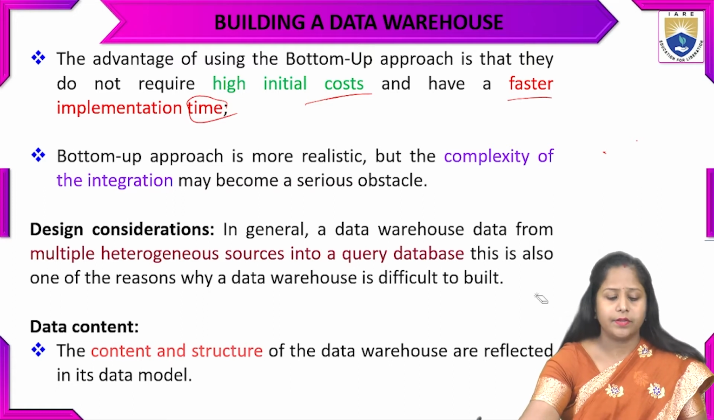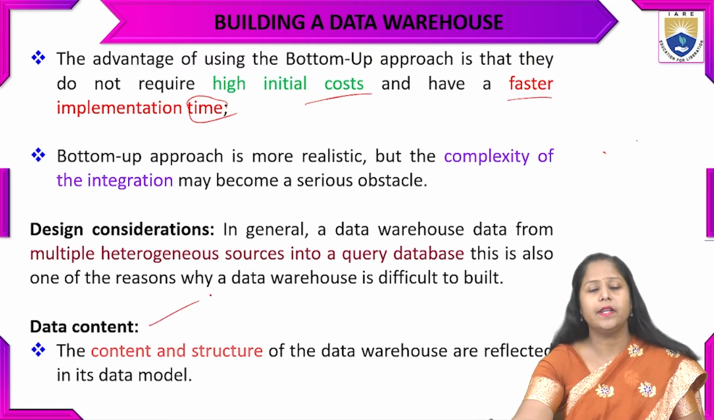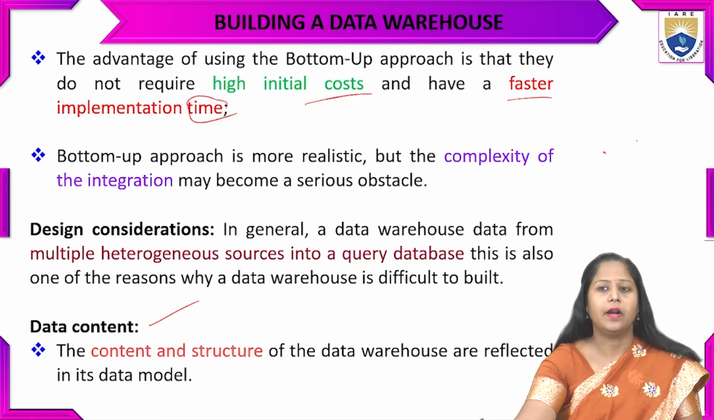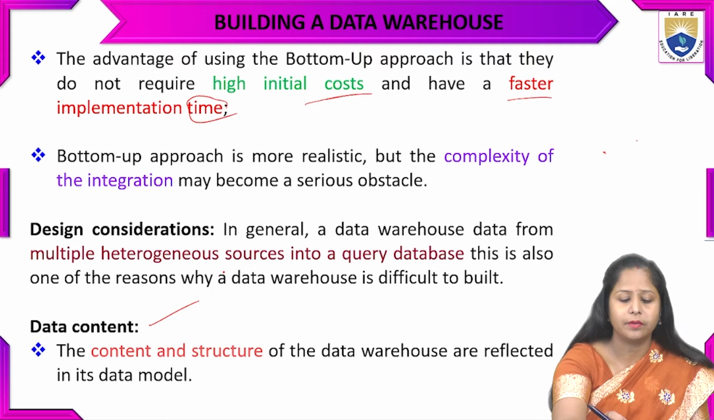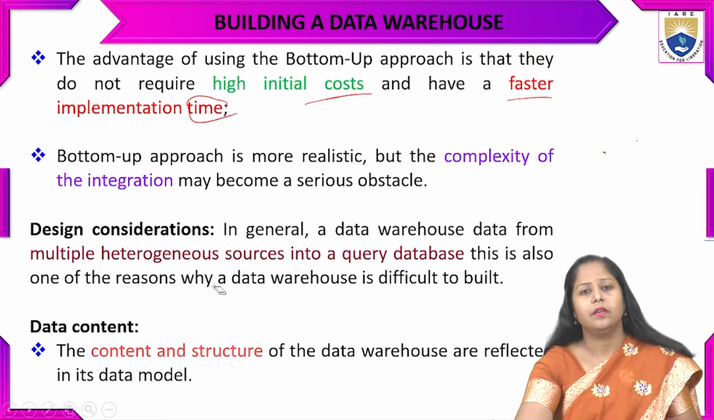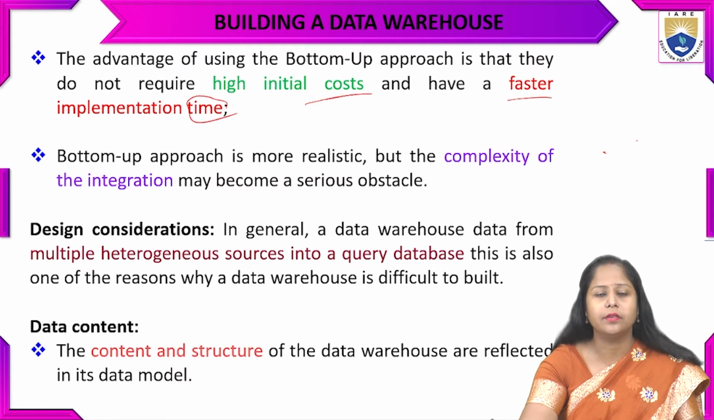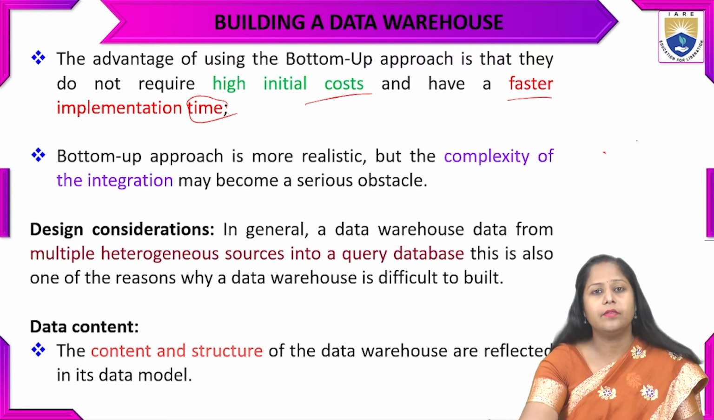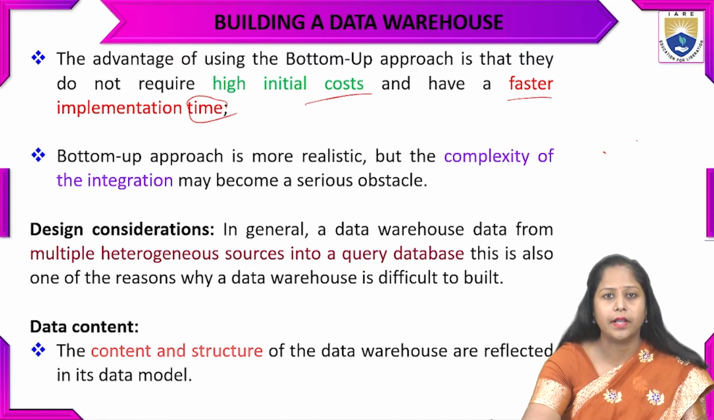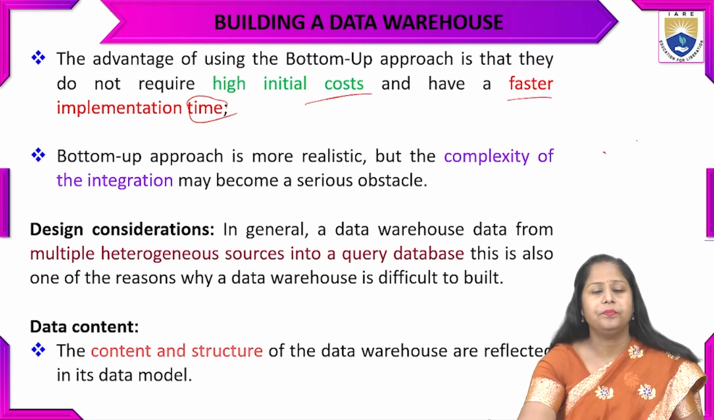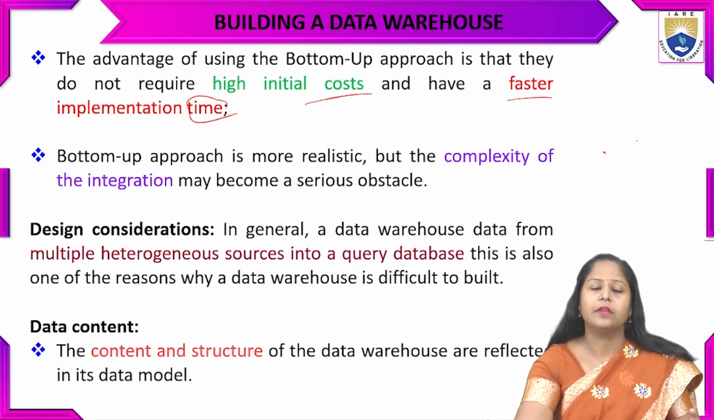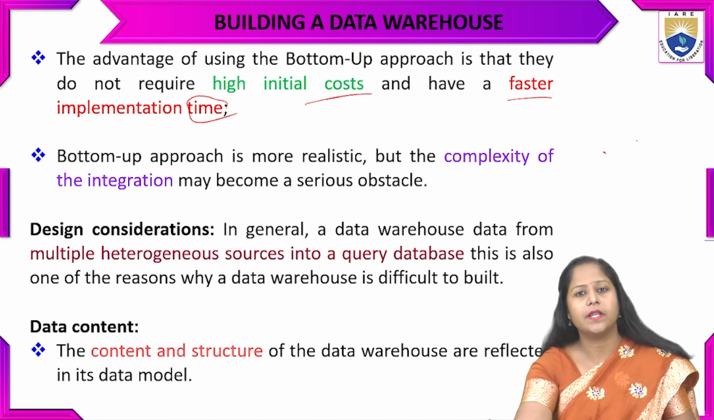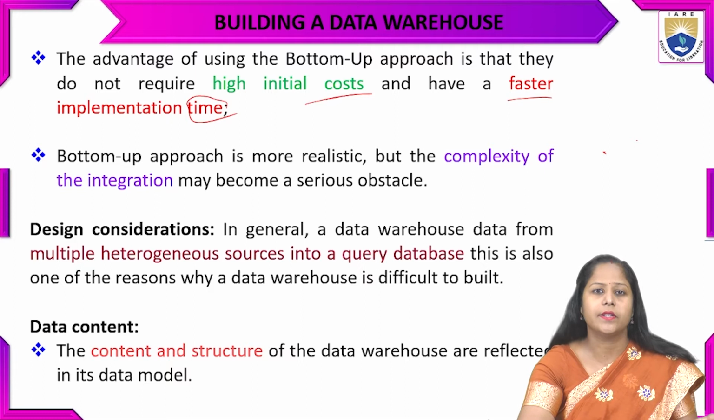Data content is another factor. The content and structure of the data warehouse are reflected in its data model. What does it mean? When we look at the structure and content of the data in the data warehouse, that is reflected by the data model, which has different tiers, different levels. In the first tier itself, we can check what the content and structure of the data are.